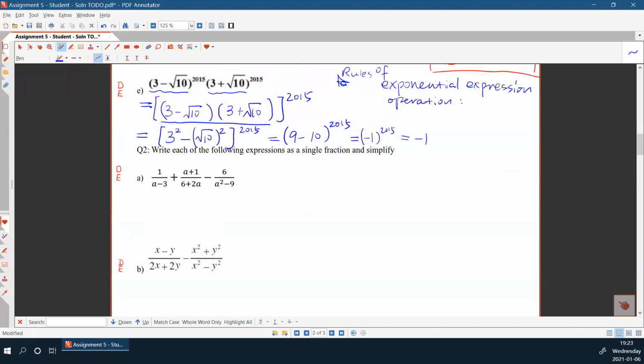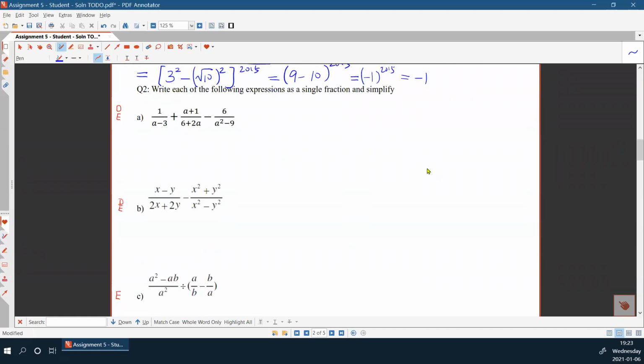Okay, let's see the next one. Okay, again, both of you have done this incorrectly. So write each of the following expressions as a single fraction and simplify.